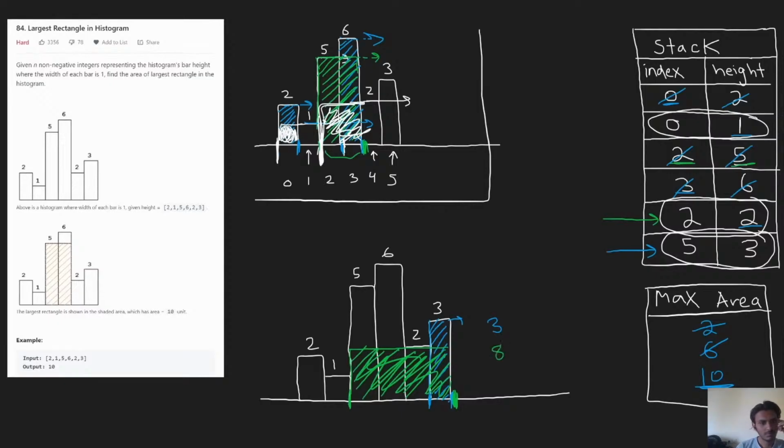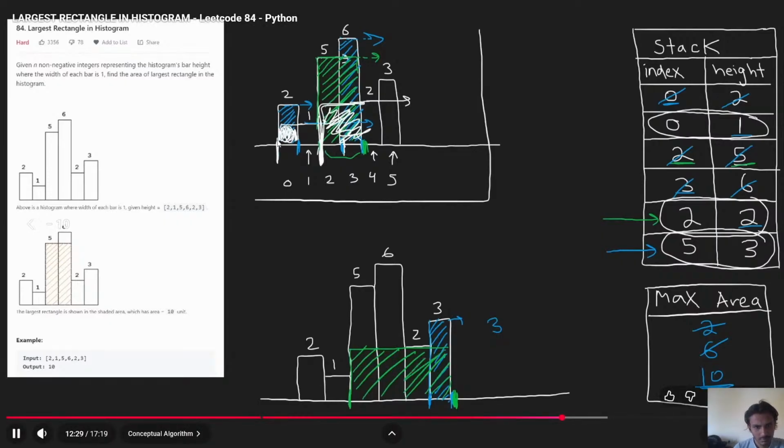Eight is not greater than our max area either. The max area is 10, so we don't update that.